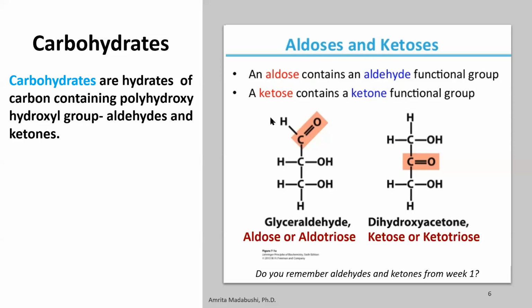Now, the ketoses have the ketone functional group. Okay. And if you see here, there is a CHO and there is a CO. Now I want you to really focus and see the difference between an aldehyde and a ketone. We have shared it in module 1, but there's so much going on in module 1. Maybe there wasn't enough time to appreciate that.